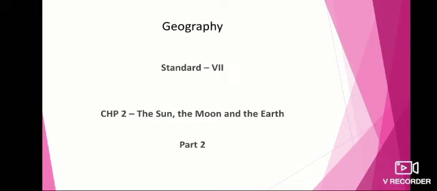Lesson number 2, the Sun, the Moon, and the Earth. Part 2. We'll continue from the eclipses topic.